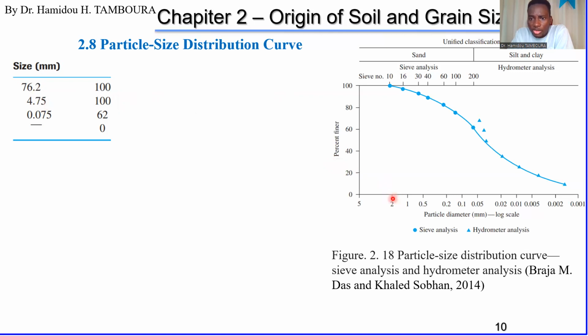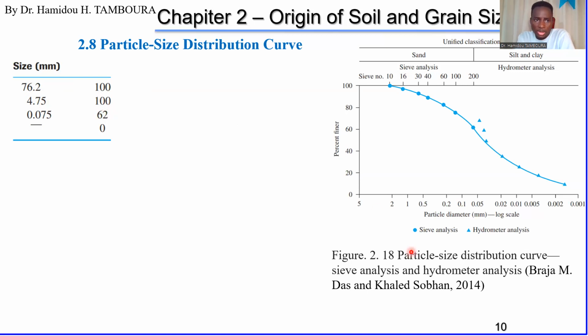How about 4.75? You come here, and this is 2. So maybe 4 is around here. I think the biggest size of this soil is about here, just a little bit higher than 2. So I think it is also 100%. That means all the grain sizes of the particles of this soil are smaller than 4.75. So we put 100% also for this.